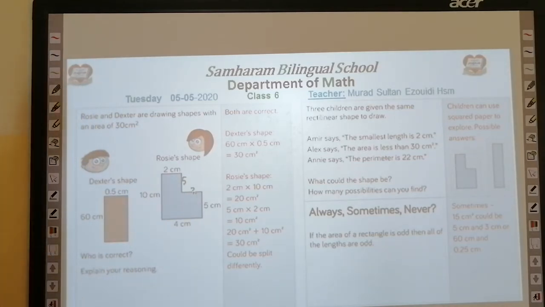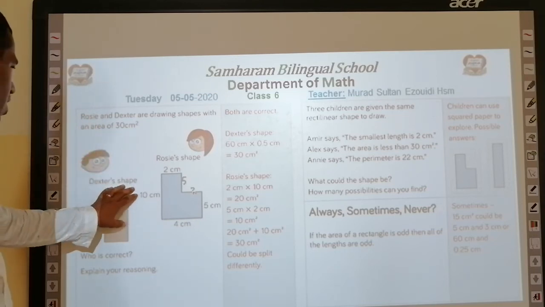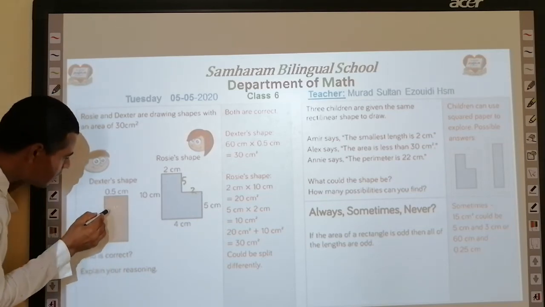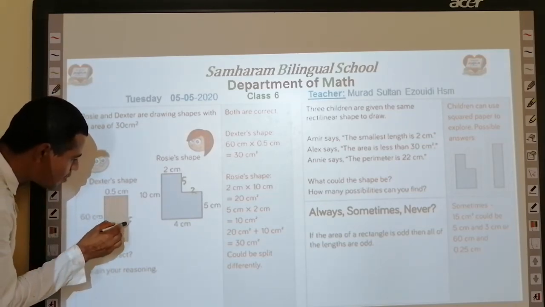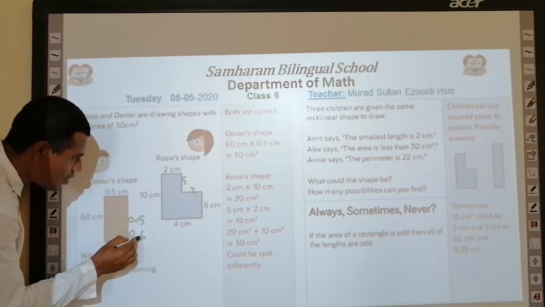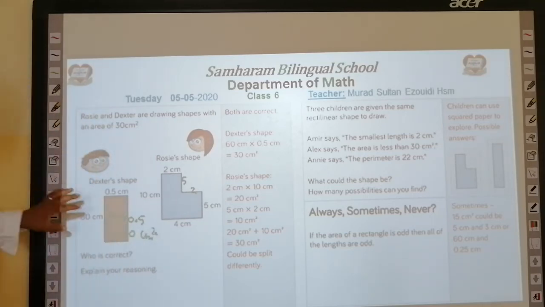Explain next. Okay, Rose, this is Dexter's shape, this one. The area of this is what? It is 60. 60 multiplied by 0.5 gives 30. The unit is centimeters squared. This one is correct. The next one, let's see the area of this.